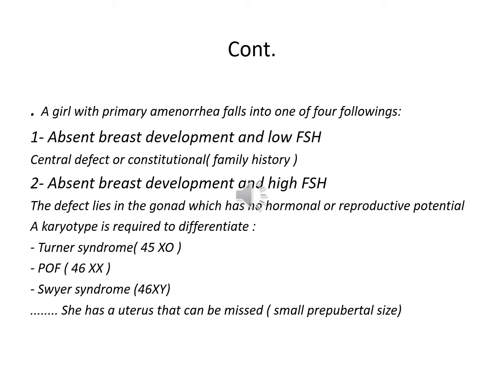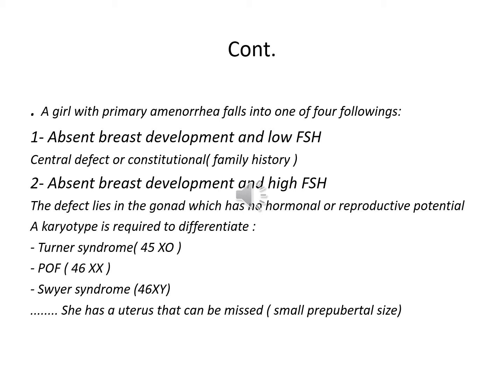How can we identify the cause? A girl with primary amenorrhea falls into one of the four following scenarios. The first scenario: absent breast development and low FSH. So there is a higher center defect, hypogonadotrophic hypogonadism, as a sequela of low FSH and LH.